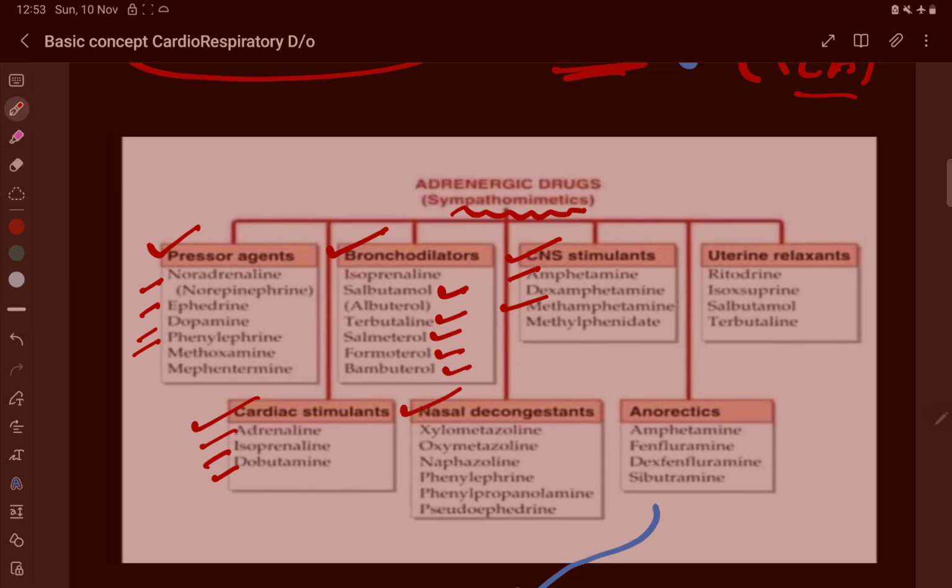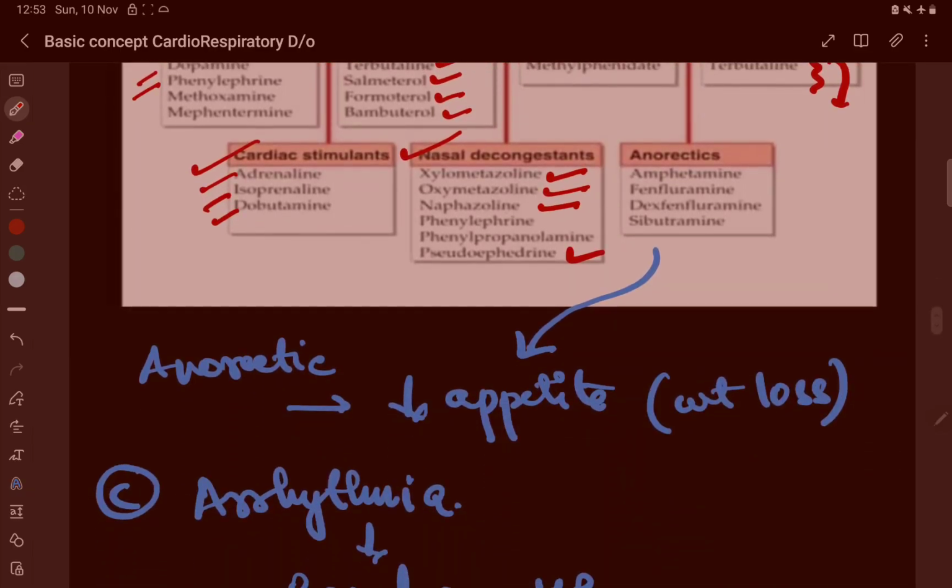The nasal decongestants like xylometazoline, oxymetazoline, naphazoline, okay, pseudoephedrine, okay. The uterine stimulants like ritodrine, isoxsuprine, terbutaline, salbutamol. These all are uterine relaxants, okay. Now anorectics are what? They decrease the appetite and cause weight loss, like amphetamine, okay, fenfluramine, dexfenfluramine, or sibutramine, okay.